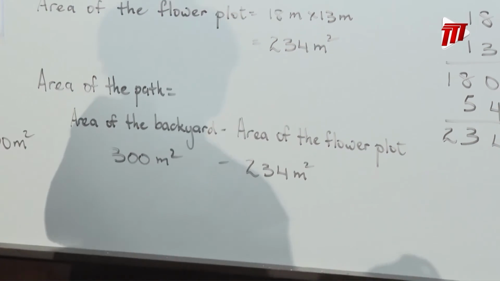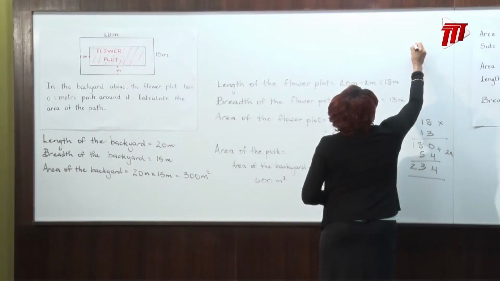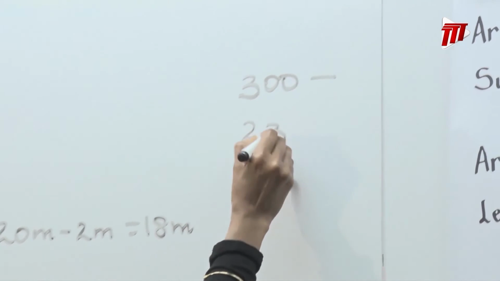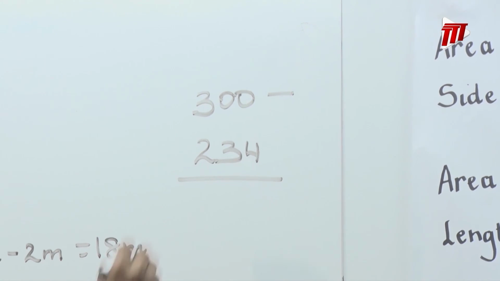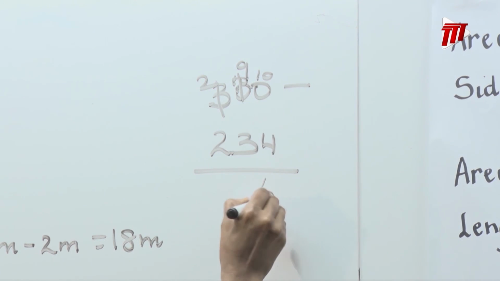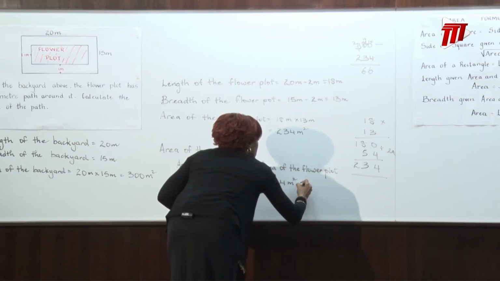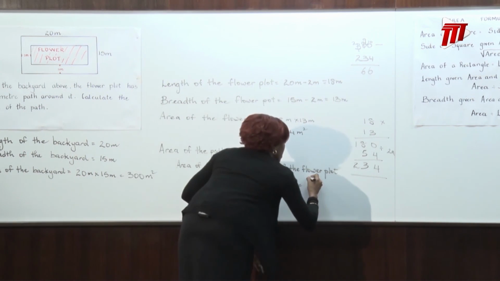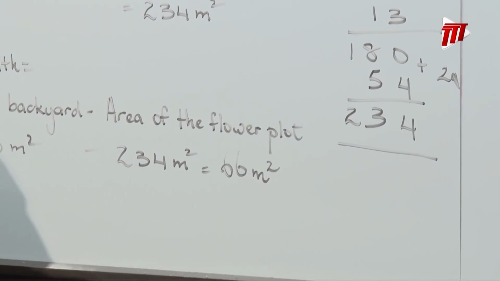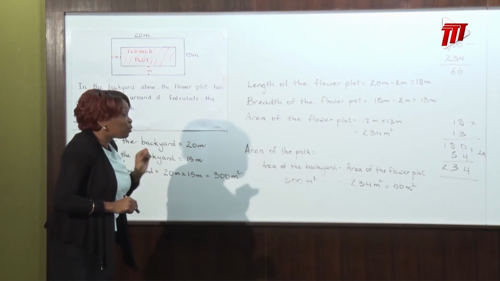So what are we going to do now? Our calculations. So we will say we are going to take away now. So in truth and in fact, the area of the path is 66 meters squared. Children, did you get that?